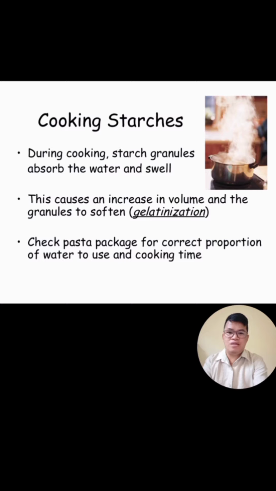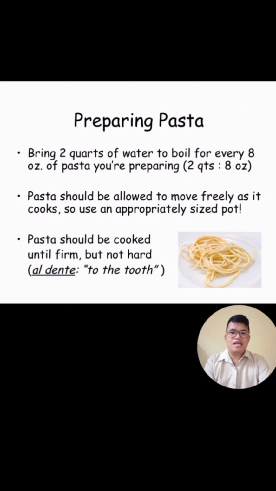Next, in preparing pasta, as I mentioned earlier, you need to check the package because the correct proportion of water and cooking time are there. But it says here that you need to bring 2 quarts of water to boil for every 8 ounces of pasta you are preparing. So it depends on how many kilos. Ounces are used here, okay?